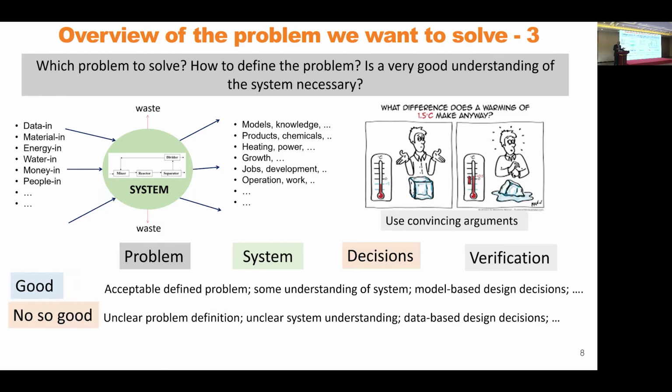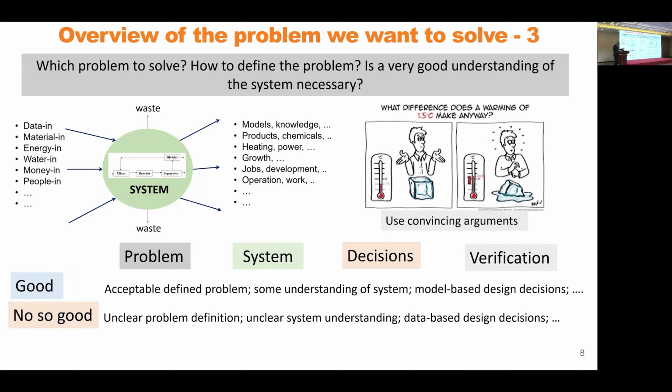I would say not so good is an unclear problem definition. We don't know which subsystem we are talking about. Unclear also is the system understanding. And I'm biased, but just based on data, we cannot make decisions. At least in our case, processes that we are talking about, some fundamental principles need to be satisfied. So we cannot ignore that and just take the data and make decisions. So that for me would be not so good.